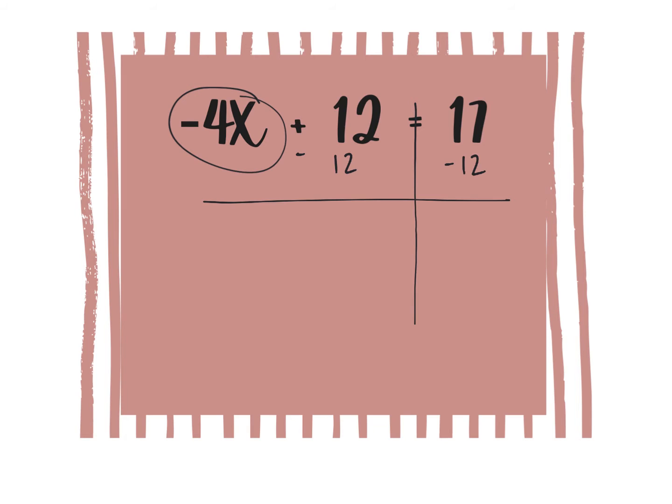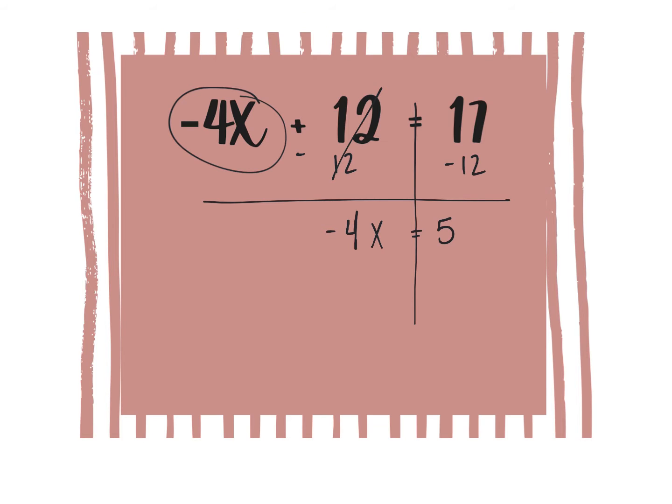Now, when I subtract, the reason why it works is 12 minus 12 gives me 0, and that leaves me with only negative 4x on the left-hand side, which is what we're shooting for. On the right-hand side, we're left with a 5. 17 minus 12 is 5. Now, you might be thinking this has no rational numbers in it, but bear with me, it's coming.